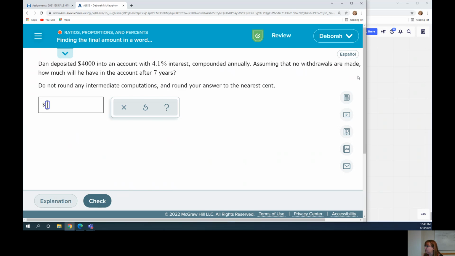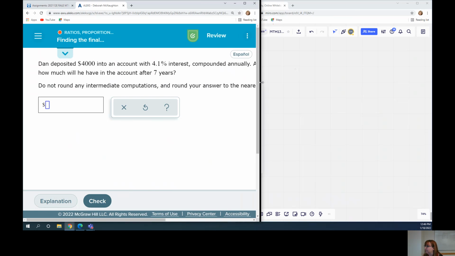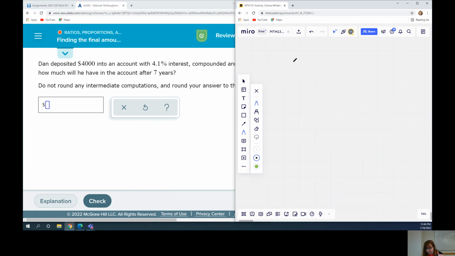So for these, we are going to use a formula. So I'm going to write down that formula for you first. The formula is A, which is the amount after T years, is P, which is the principal or initial amount, times 1 plus R, which is your interest rate, divided by N, which is the number of times it's compounded annually, raised to the N times T.